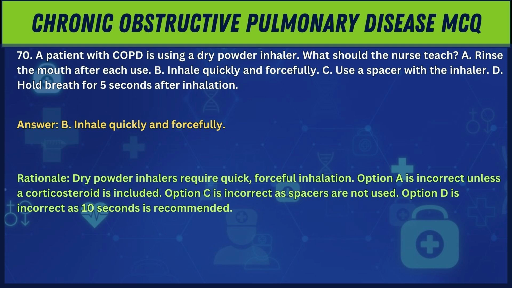B. Inhale quickly and forcefully. C. Use a spacer with the inhaler. D. Hold breath for 5 seconds after inhalation. Answer: B. Inhale quickly and forcefully. Rationale: dry powder inhalers require quick, forceful inhalation. Option A is incorrect unless a corticosteroid is included. Option C is incorrect, as spacers are not used. Option D is incorrect, as 10 seconds is recommended.